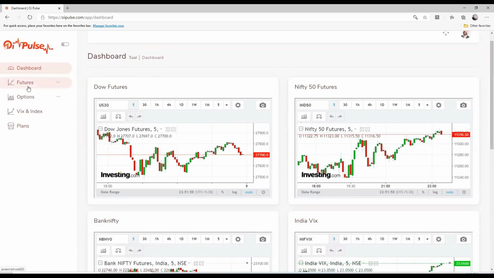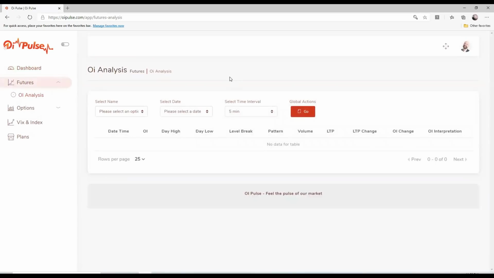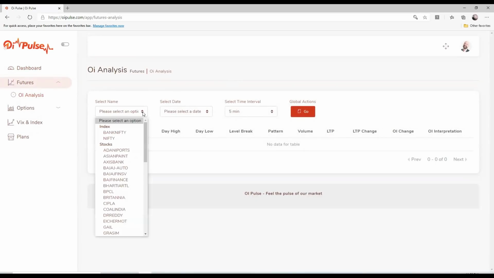Moving on from that page, the next one, the most crucial one, is the futures. When I talk about the futures, what are the key things we have added here? The first and foremost is the OI analysis. Currently we have provided it for the indices, Bank Nifty and Nifty, because these are the two most highly traded indices at this current juncture. That's the reason we have included only Bank Nifty and Nifty.